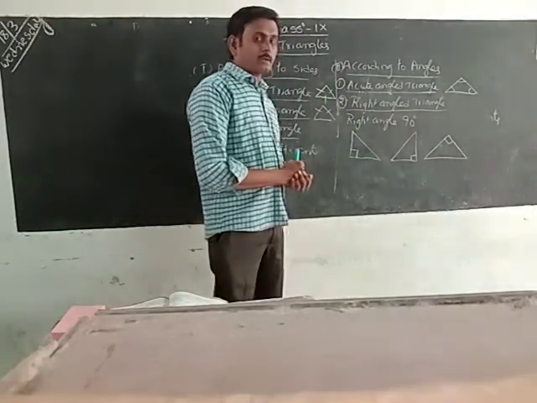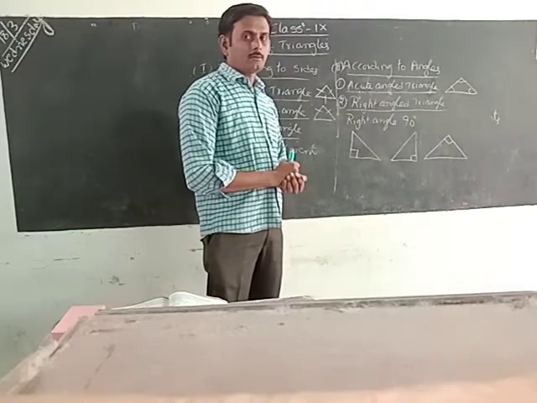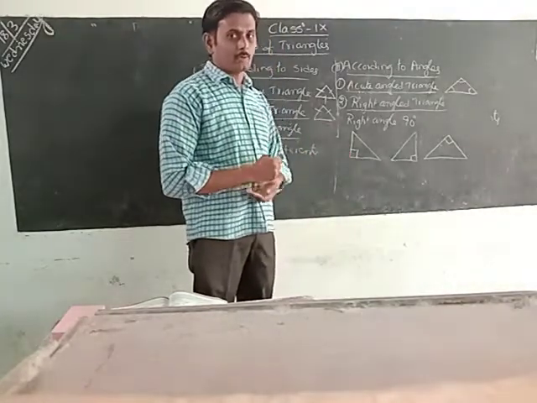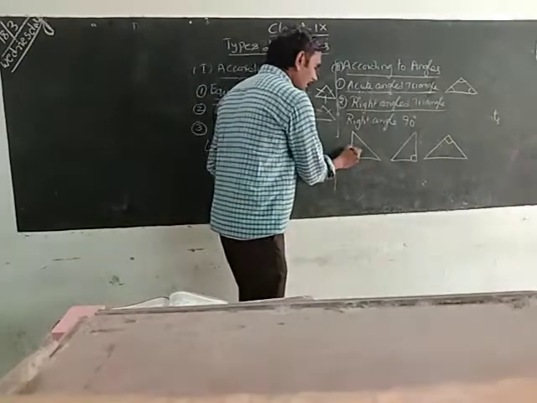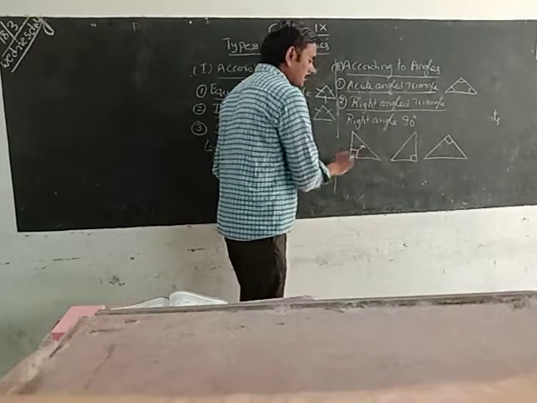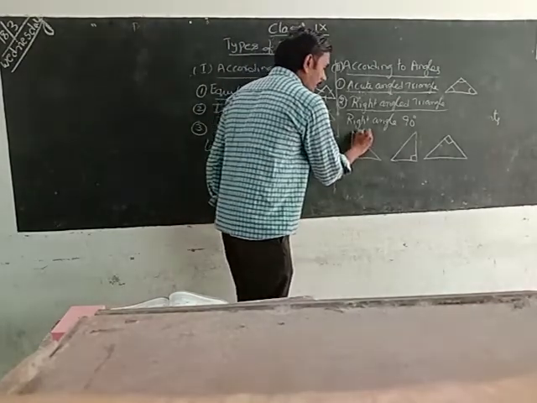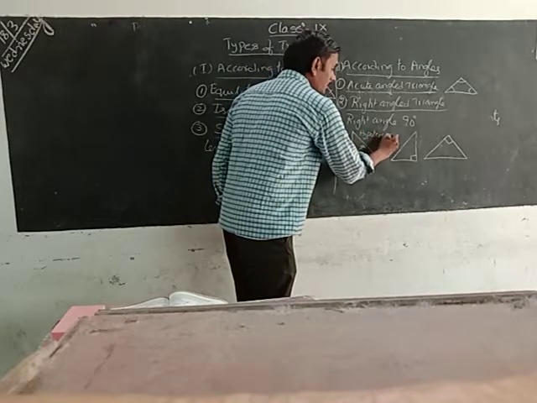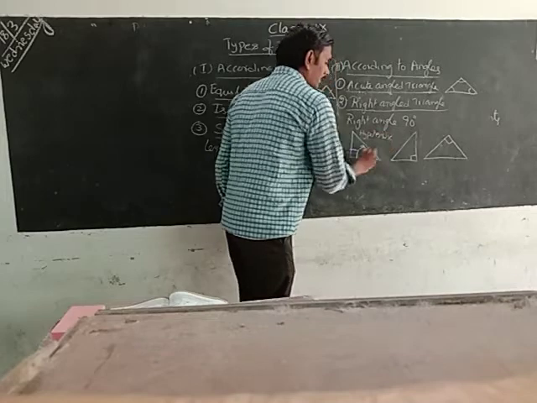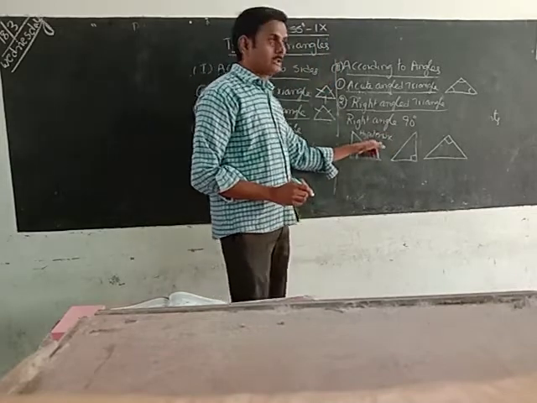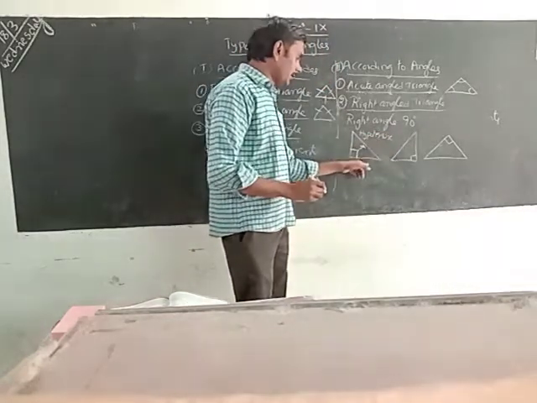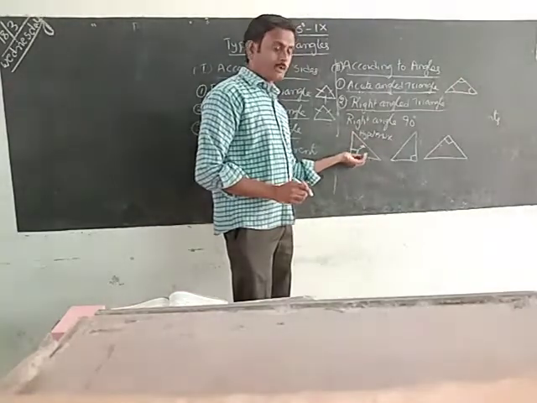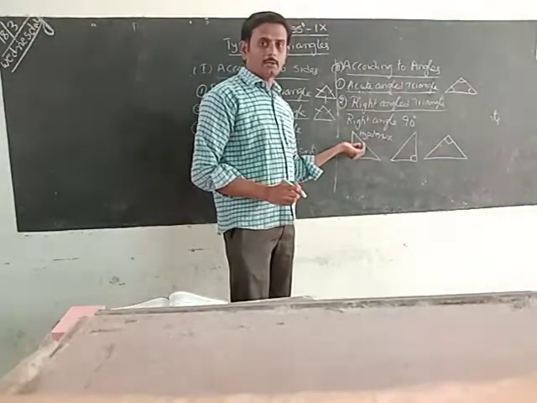In a right angle triangle there are different names related to the sides. What are the names? The side opposite the 90 degrees is called the hypotenuse. The remaining sides we can call side 1 and side 2, and we can take other names also.